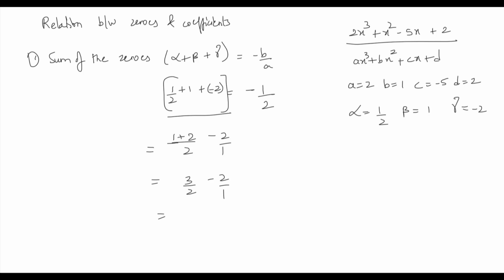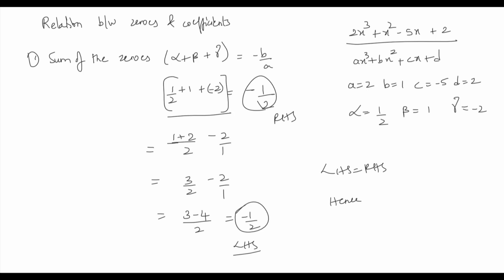You can write 2 as 2 by 1. 3 minus 4 by 2, that is minus 1 by 2. This is our LHS side and RHS side. So LHS is equal to RHS, hence verified.